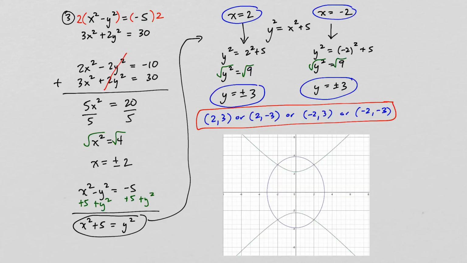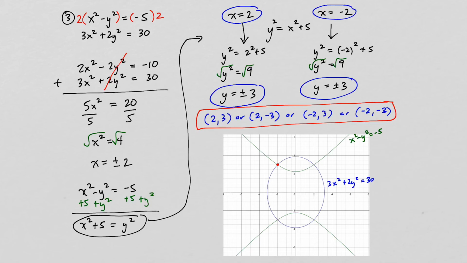All right, so there it is. Again, the hyperbola here is x squared minus y squared equals negative 5, and the ellipse down here is 3x squared plus 2y squared equals 30. And you can see that we have points of intersection.